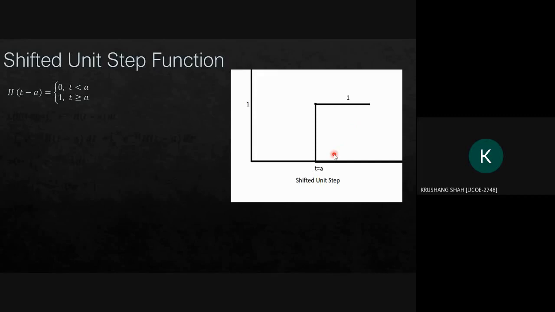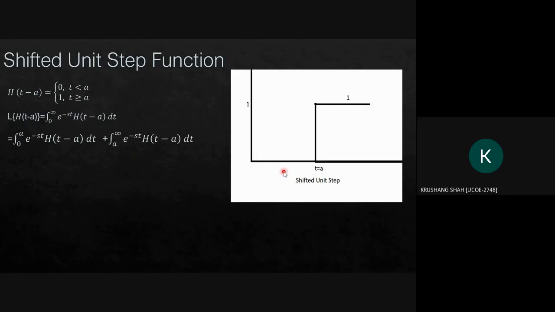So here our function of t, that is h of t, becomes h of t minus a. So let's apply Laplace transformation to our function. Here we can split the limits of integration into two intervals, that is 0 to a and a to infinity. So we are doing the same over here.